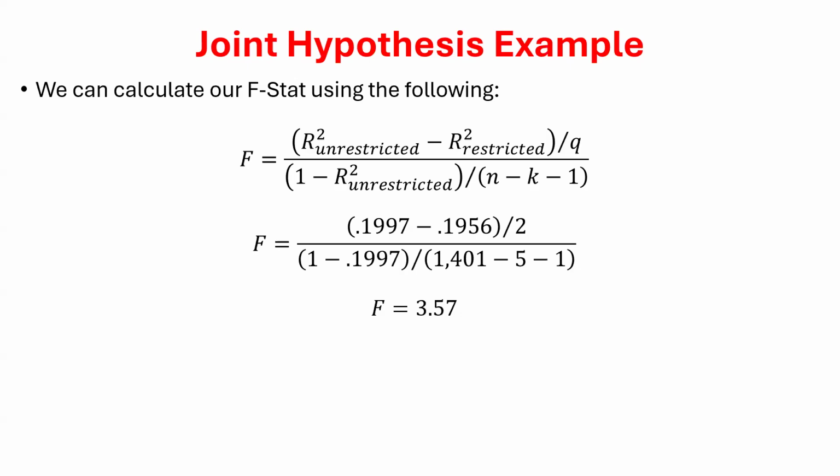I might ask you a question where you have to look at this equation from the output, identify your R squared from the unrestricted and restricted model, identify Q, identify K, and calculate it. If I ever ask you to make a statistically significant decision, I'll give you the p-value, or you'll be able to find it from the output.